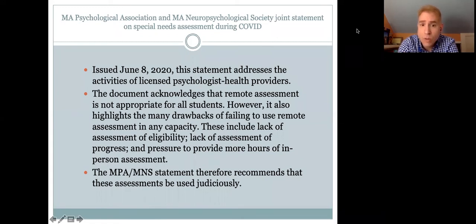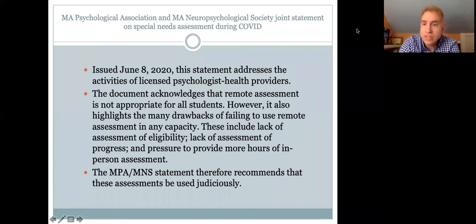And so therefore the MPA and MNS recommended that those statements be used, and gave some very specific recommendations about the use of those remote assessments in special education, specifically recommending that an evaluation should not be turned away by a district simply because it uses remote, and that districts that are contracting for independent evaluations should not forbid the use of remote in those contracts.